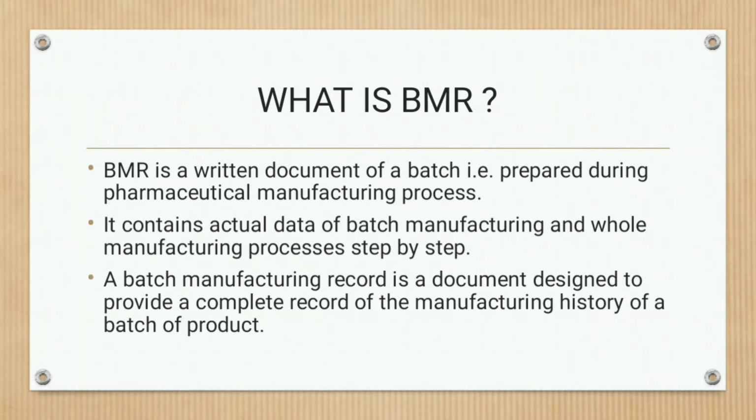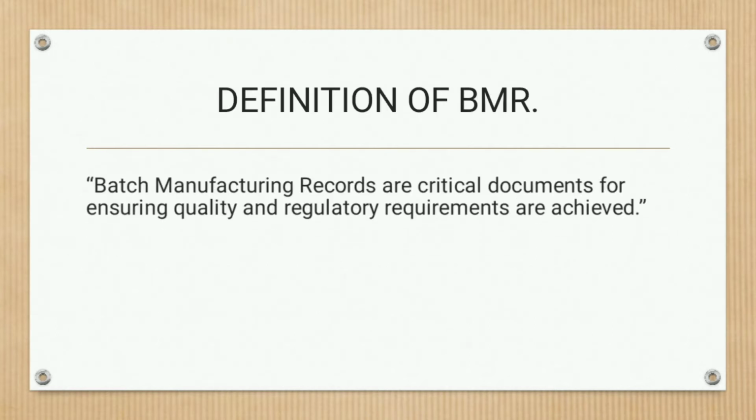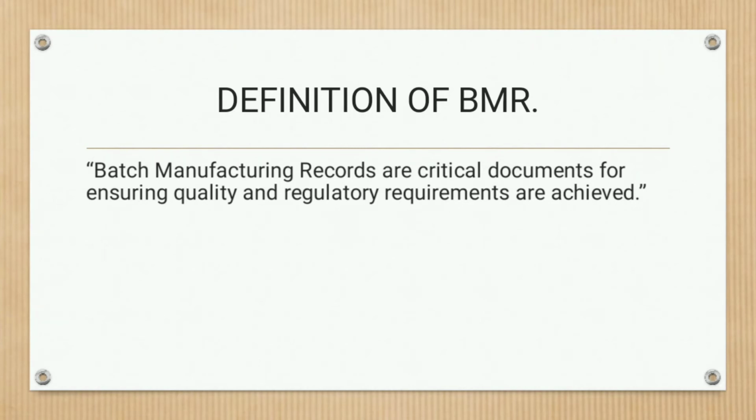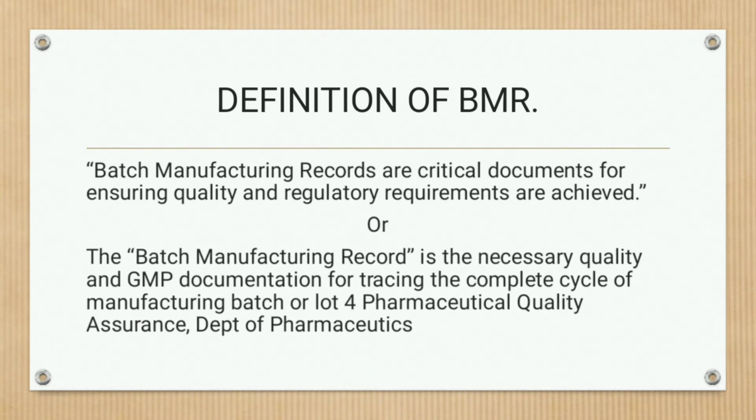Then, a batch manufacturing record is a document designed to provide a complete record of the manufacturing history of a batch of product. As a definition of BMR, batch manufacturing records are critical documents for ensuring quality and regulatory requirements are achieved. That is, it works as evidence. It may also be defined as the essential quality and GMP document for tracking the complete cycle of a manufacturing batch or lot. Sorry, whatever I have written further, that is not from the definition.